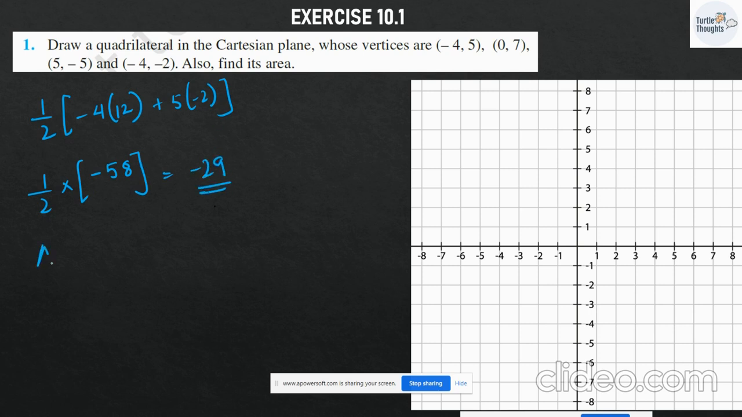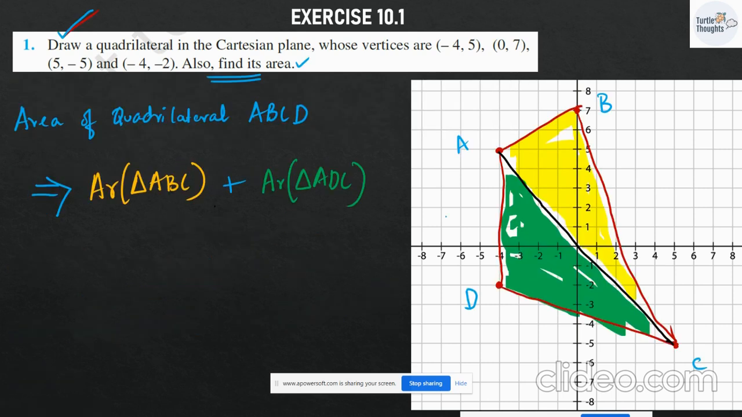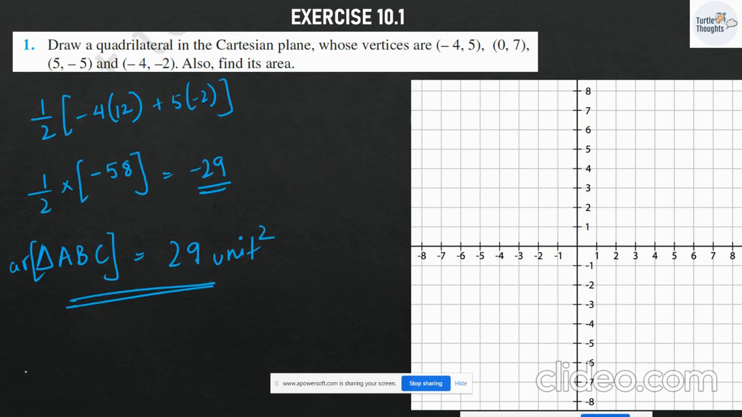Can area of the triangle be a negative value? No, it cannot be a negative value. So you can take it as 29 square units. This is the area of triangle ABC. Next, similarly, I have to consider the area of the triangle ADC. ABC is done. ADC I have to consider. So let me take that.